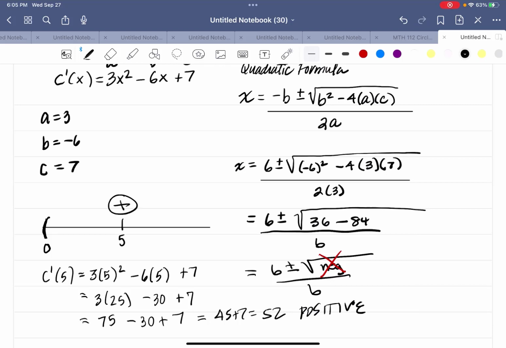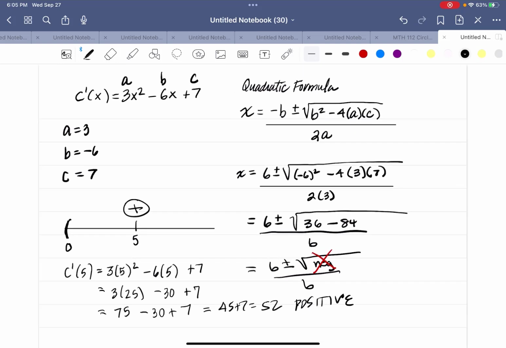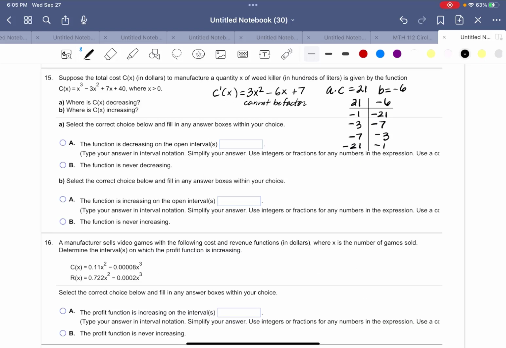So everything over here is positive, so this function is always increasing because the derivative says it's positive, so the slope of the tangent is always going uphill. So we say the function is never decreasing, but it is increasing on its domain from 0 to infinity.